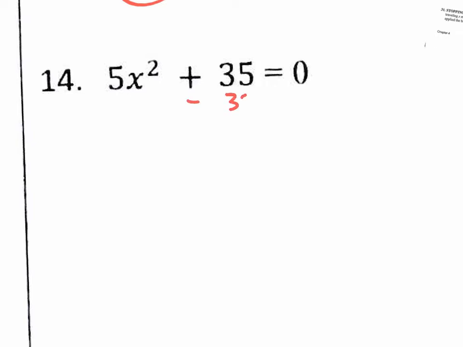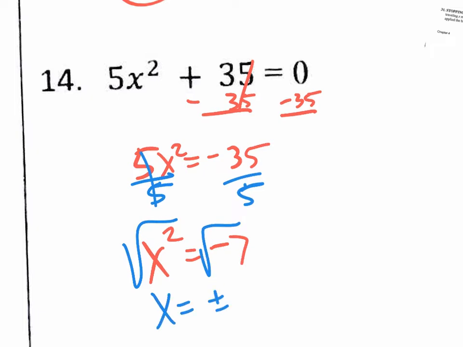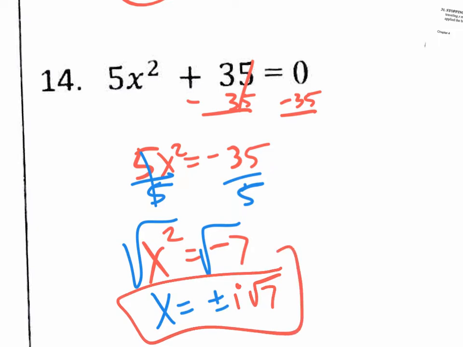You'd have to get rid of the 35. Yeah, 5x squared equals negative 35. And you'd have to divide by 5, divide by 5. You'll have x squared equals negative 7. You apply a square root, x equals, don't forget the plus or minus. This negative sign, it's going to come out as an i, variable i. So you're going to have i, and the square root of 7 cannot be broken down, so that'd be your answer, x equals plus or minus i square root of 7.